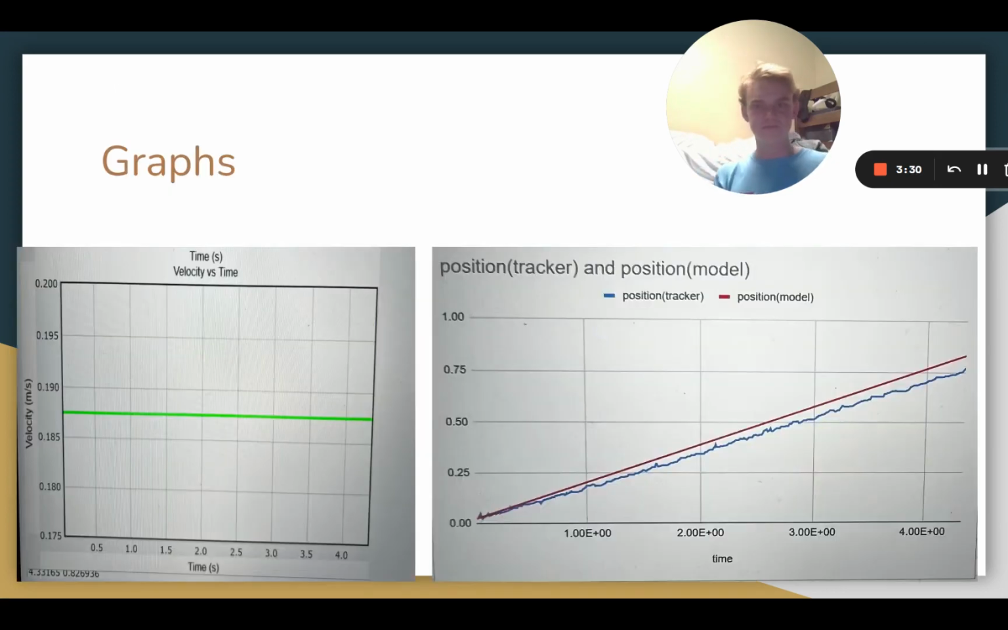Here are the graphs. On the left side, that's a graph of velocity versus time, showing a constant velocity. And on the right, that is the two different positions. The red, the upper one, is from the model. The blue lower one is the position from Tracker. They both have upward, positive linear relations, showing that there's the same relation of change in position over change in time. So the same relation of velocity, just at different slopes.